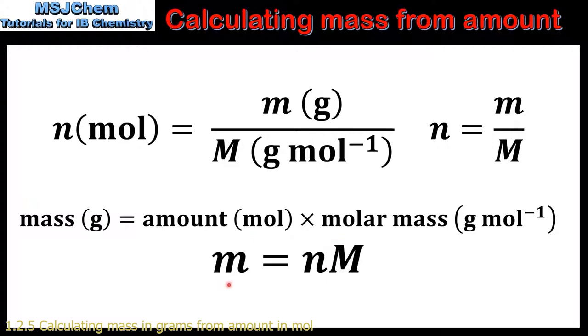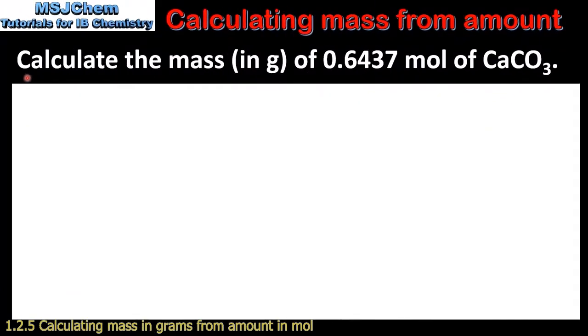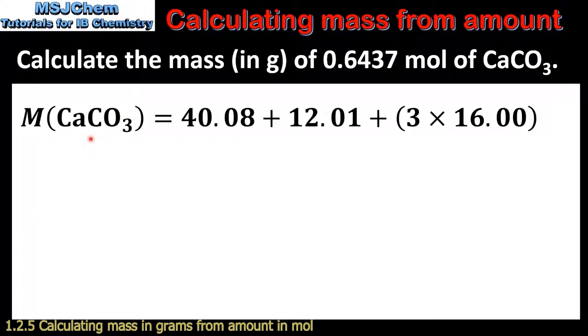Here we have an easy way to remember this equation. Lowercase m, which is mass in grams, equals n, which is amount in moles, multiplied by uppercase M, which is molar mass. So next, we look at some examples. In our first example, we'll calculate the mass in grams of 0.6437 moles of calcium carbonate. The first step is to determine the molar mass of calcium carbonate.